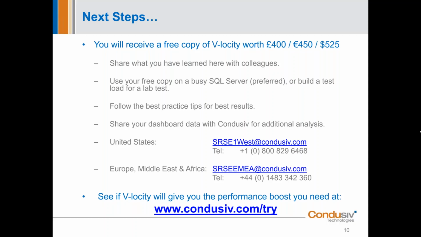If V-locity was causing corruption, frankly, I would get to hear about it in my role as technical director for Europe, Middle East, and Africa. And I can honestly tell you that we don't have customers reporting corruption. Now, in addition to that, every build of the V-locity software actually goes to Microsoft themselves for certification before it gets released to the public.